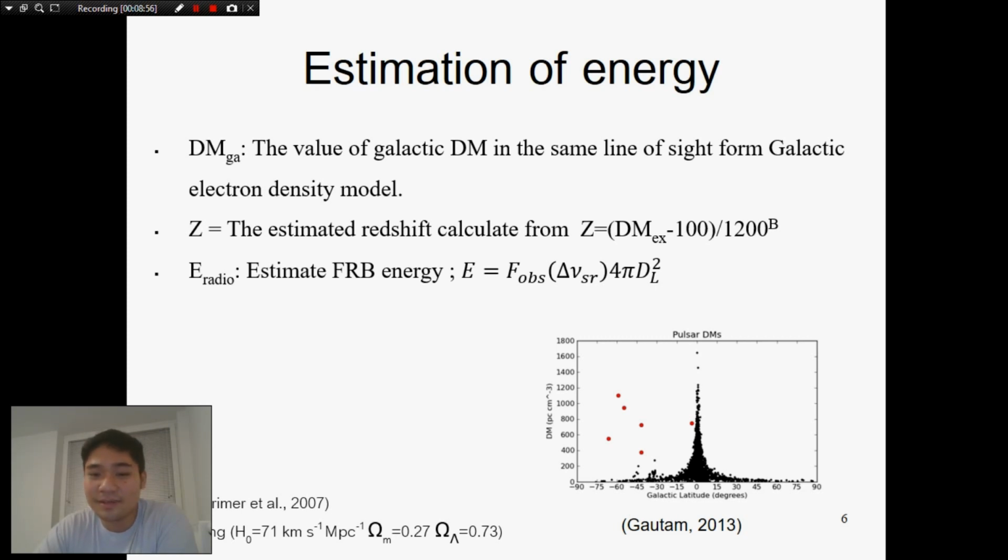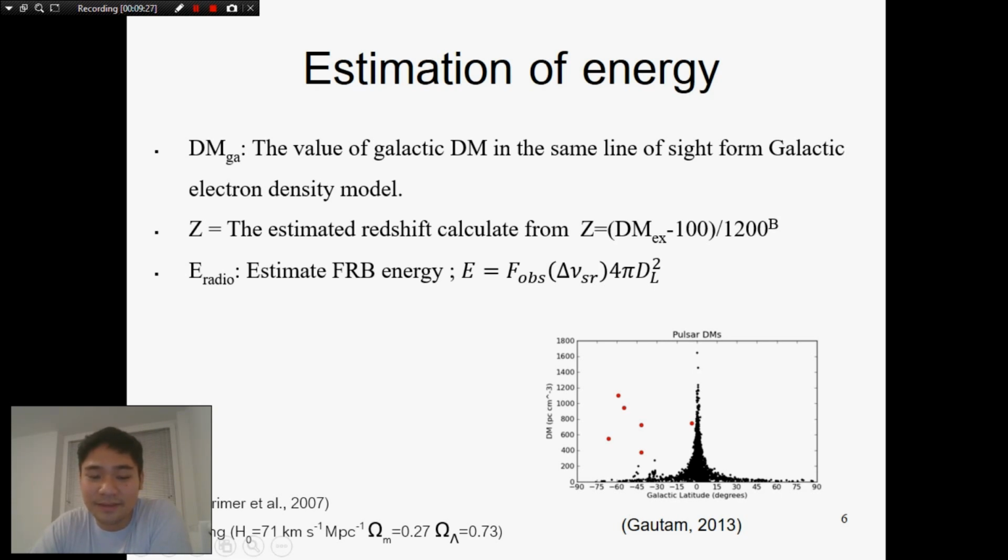All astronomers know how to find the distance by heart, basically by using the Hubble equation. But I want to go a bit further in detail, so I will use the cosmological model to calculate this. And then now we can estimate the energy using this formula.